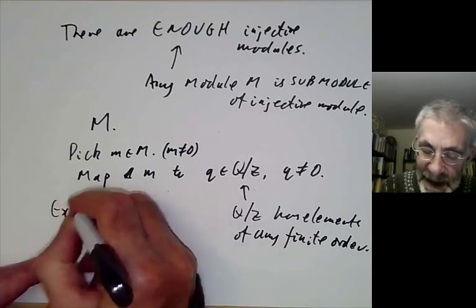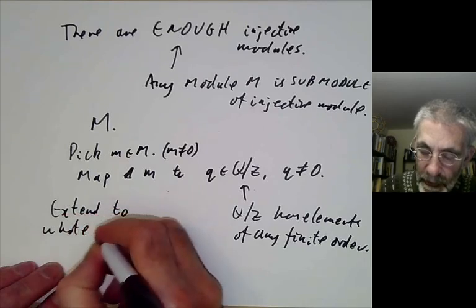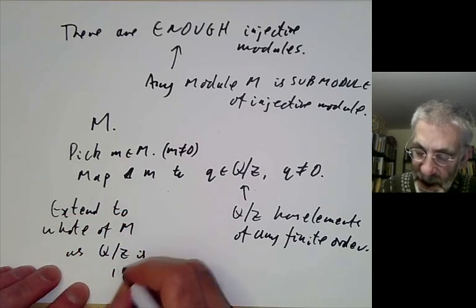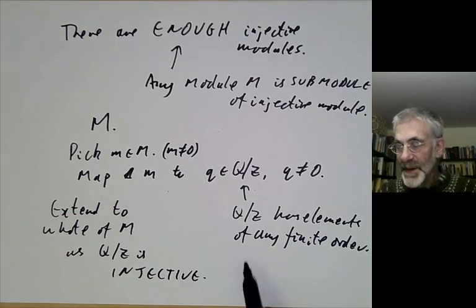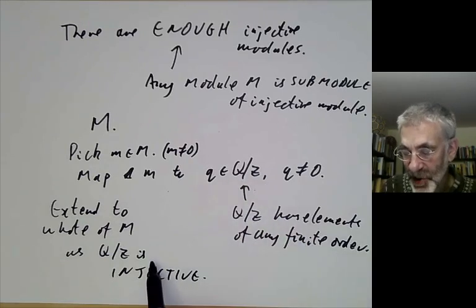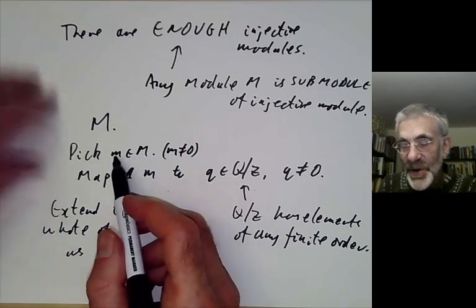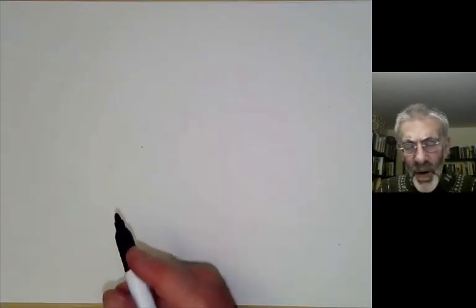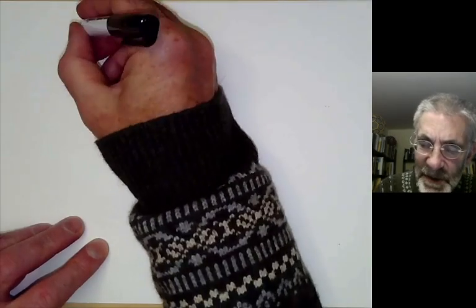Then we can extend this map to the whole of M, as Q/Z is injective. So we've used two properties of Q/Z. It's got elements of any finite order, and it's injective. And if we do that, then we can find a map from M which is injective on this particular element. Well, we've made this map injective on one element, but what about all other elements?